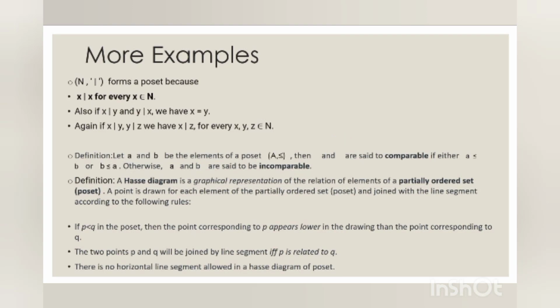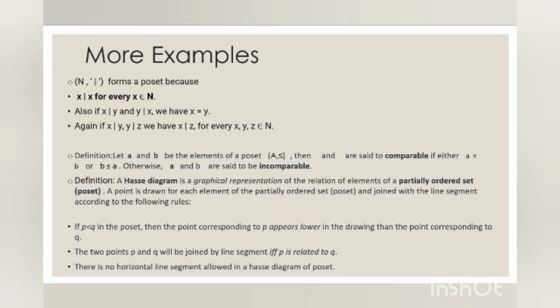Next definition. A Hasse diagram is a graphical representation of the relation of elements of a partially ordered set. A point is drawn for each element of the partially ordered set and joined with line segments according to the following rules. So it is just a graphical representation of the relation of elements of a poset. और हर एक पॉइंट के लिए, हर एक एलिमेंट के लिए हम उसे एक पॉइंट से डिनोट करेंगे और एक लाइन सेगमेंट से ज्वाइन करेंगे दो पॉइंट्स को इन रूल्स के अकॉर्डिंग.